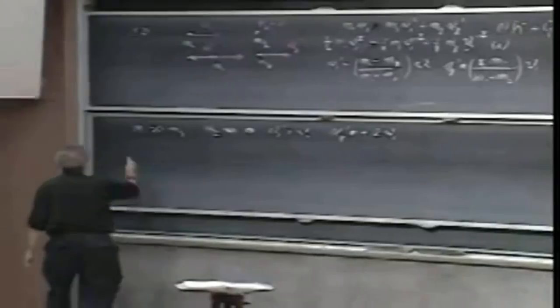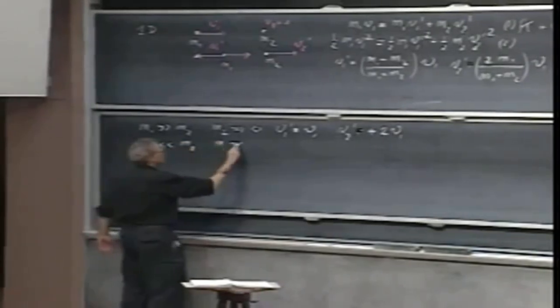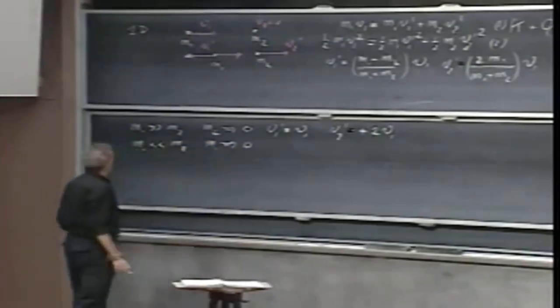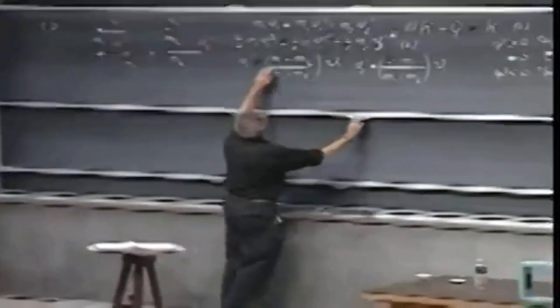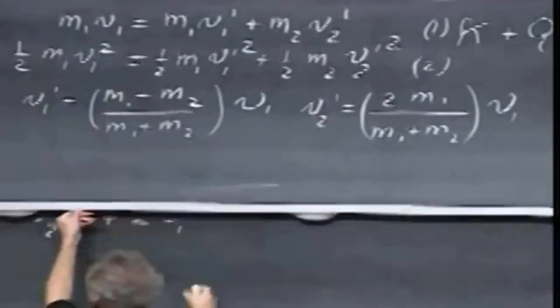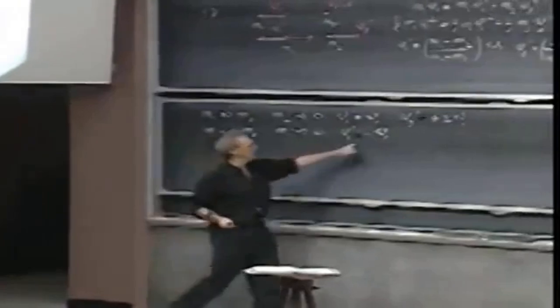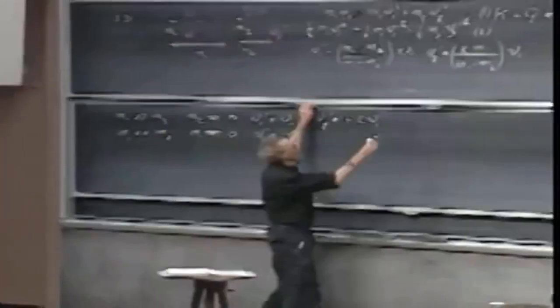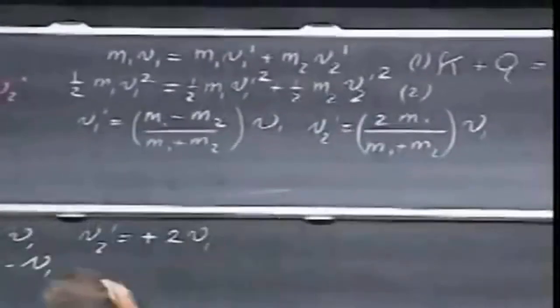Now let's take a case whereby M1 is much, much less than M2. In other words, in the limiting case, M1 goes to 0. And we substitute that in here. So M1 goes to 0. So this is 0. And so you see V1 prime equals minus V1. Completely obvious. The ping pong ball bounces off the bowling ball and it just bounces back. And this is what you see. And the bowling ball doesn't do anything because M1 goes to 0, so V2 prime goes to 0.